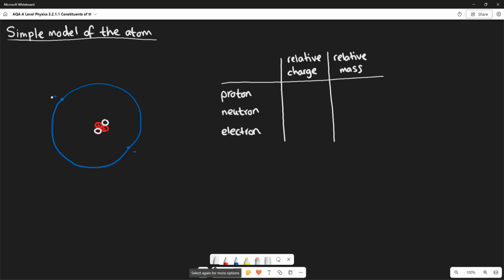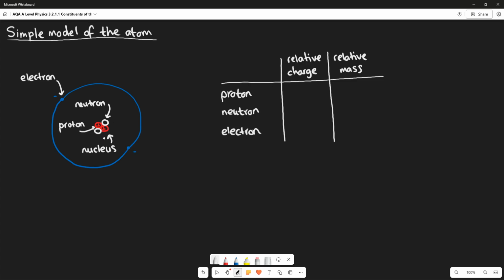Let's label some of the parts. So we've got the electrons, and they orbit around the outside. We've got the neutrons, which are neutral. We've got the positive protons. Overall, this is the nucleus. So the protons and the neutrons form the nucleus.